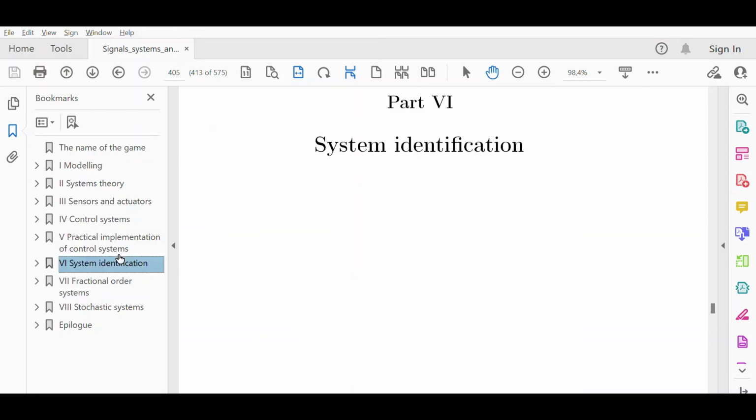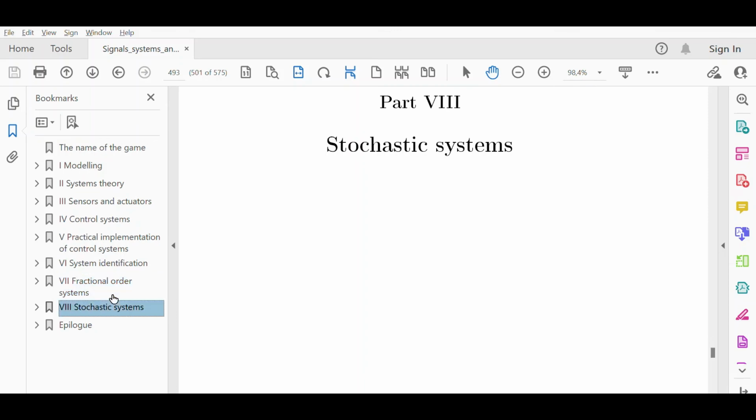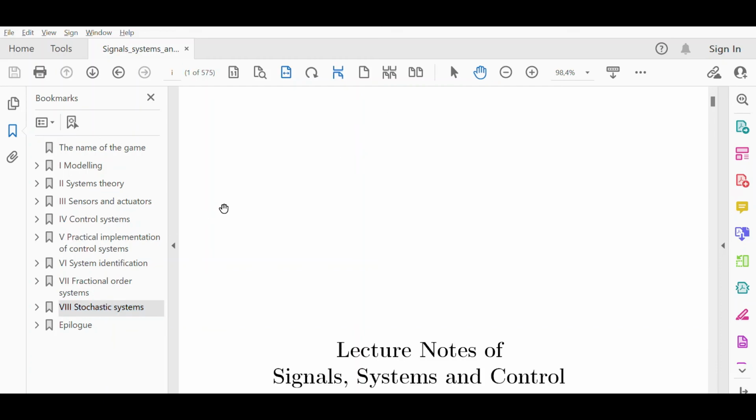These videos on system identification will be followed by other videos on fractional order systems and on stochastic systems, corresponding to parts 7 and 8 of these lecture notes of signal systems and control. These other subjects, fractional order systems and stochastic systems, are also related to system identification. When we reach these subjects, you will see why and how.